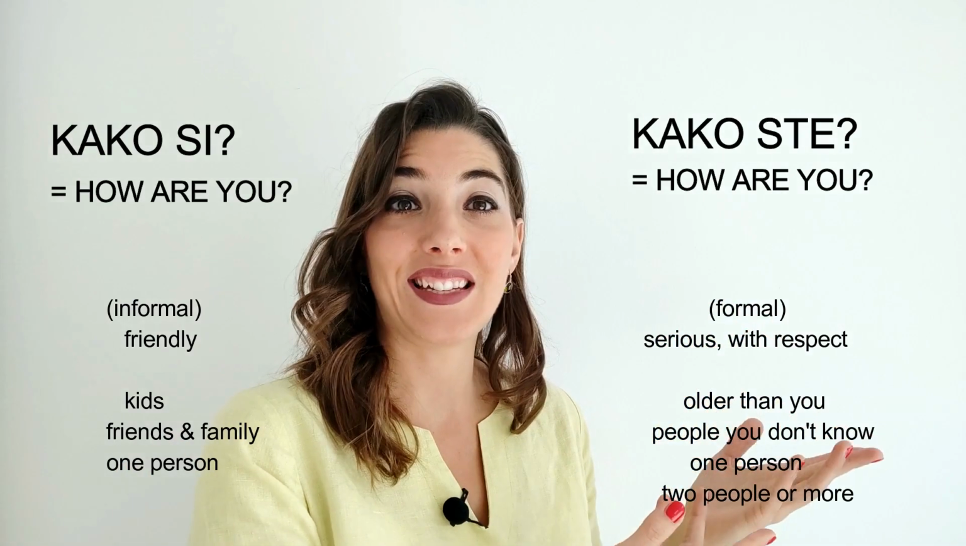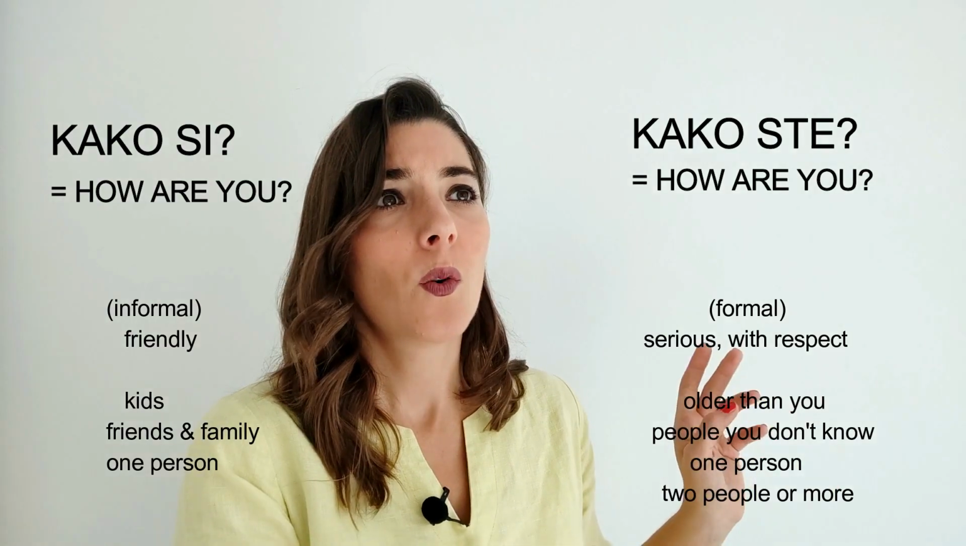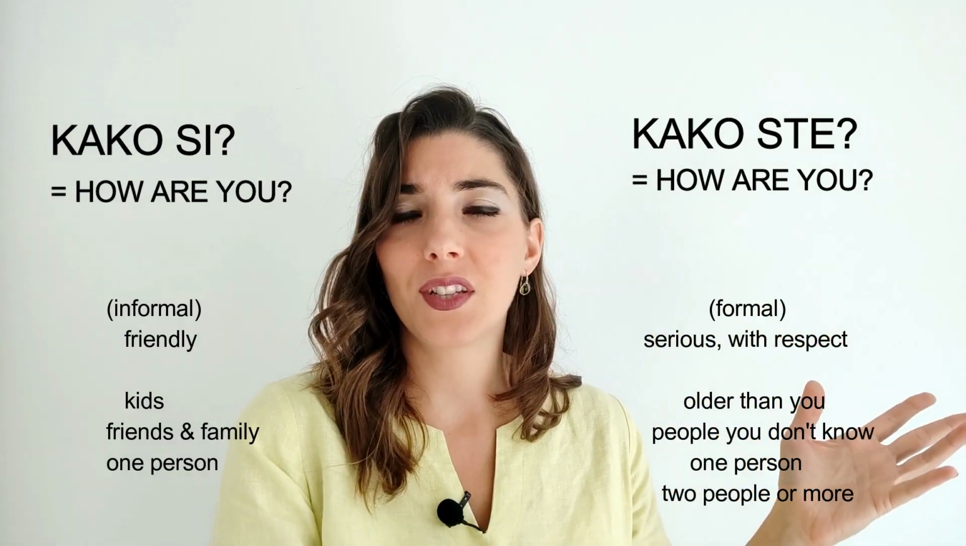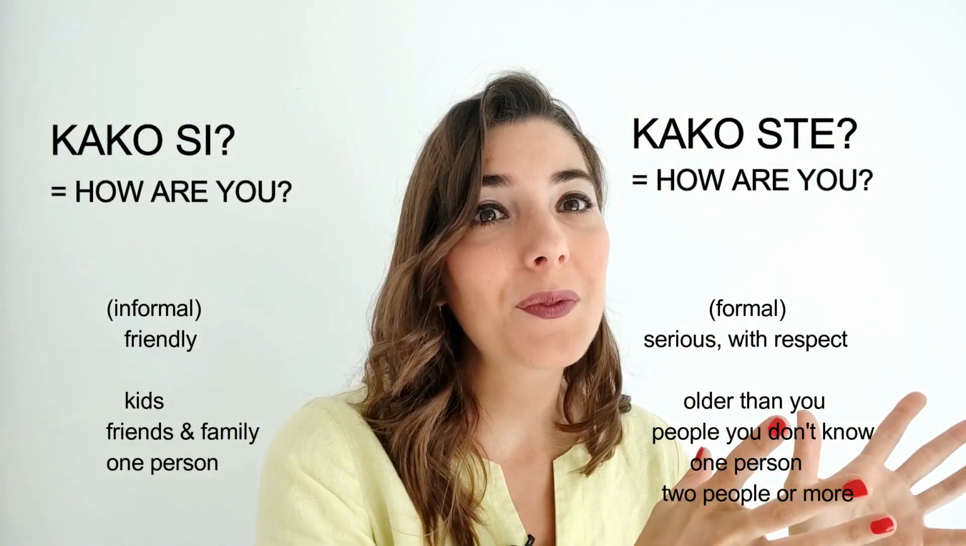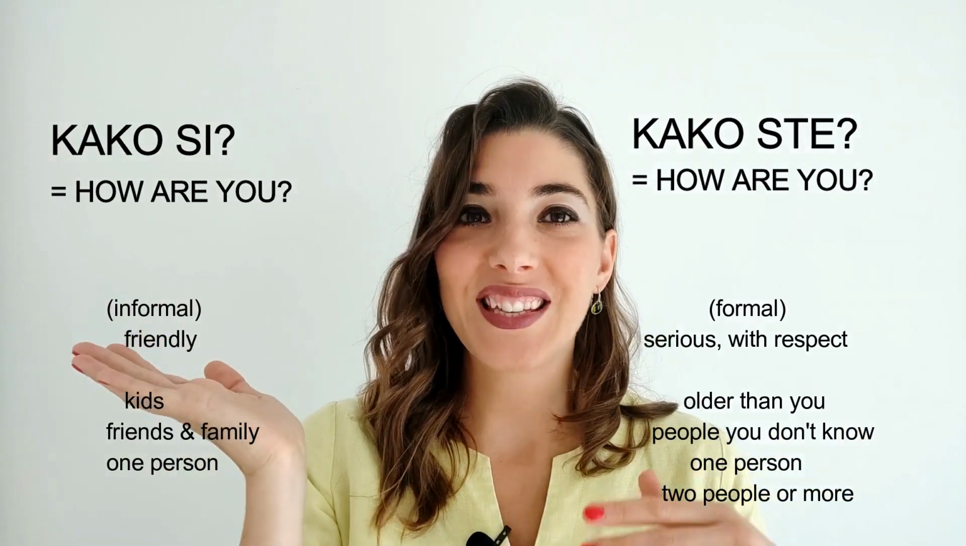On the other hand, you would use kako ste with the waiter or waitress in the restaurant, with somebody who's working in the store, with an older person than you, and also you would use it for a group of people. If you talk to a bunch of people, you would say kako ste. So you have kako si and kako ste. Got it? Great. I also explained this formal and informal way of talking in another video I've made, which is also a part of this series of 10 short and sweet Croatian basic video lessons. So you should watch them all and let me know what you learned and what you knew already.